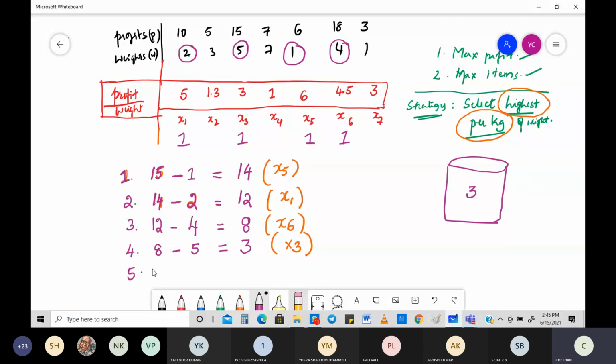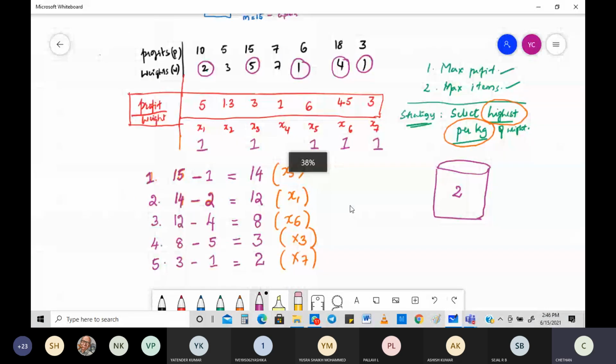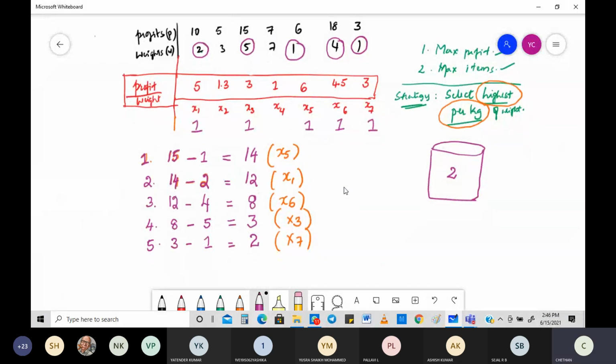Now again, what is remaining? 3 kg is remaining. So next one was, see, this is also done. So this one is only the remaining thing. So I'm going to put it right here. What is the weight if I put that? It's only 1 kg. Okay, I'll put that only 1 kg, not a problem to me. So remaining would be 2 kg. Which object did I put? I put X7. And what is the remaining weight in the knapsack? Remaining capacity is only 2 kg, not more than that. Don't put more than 2 kg.